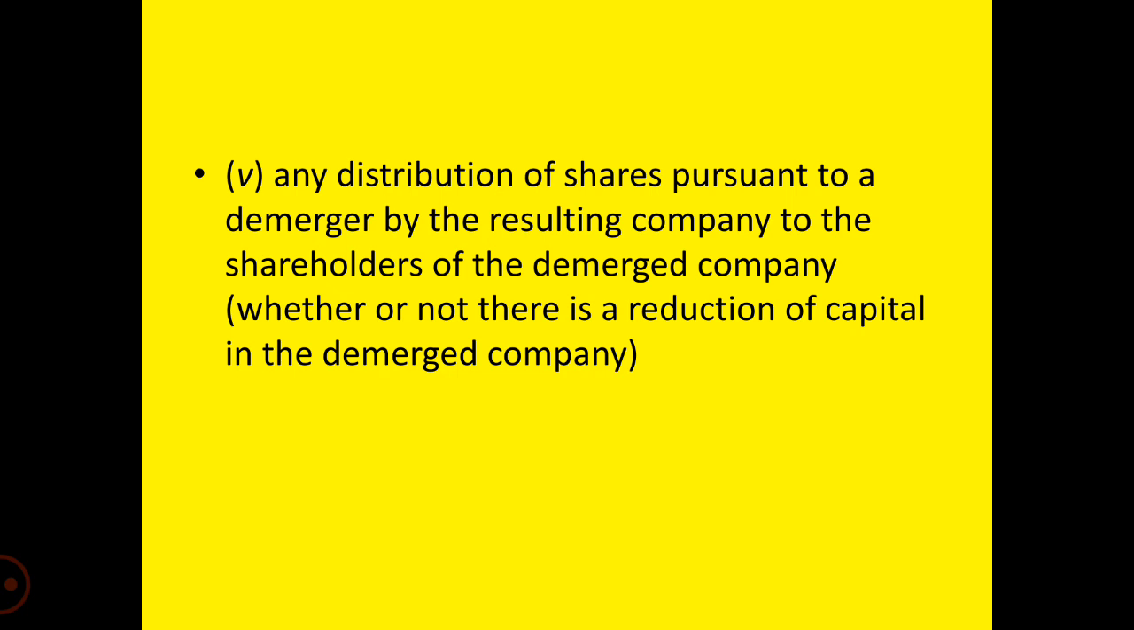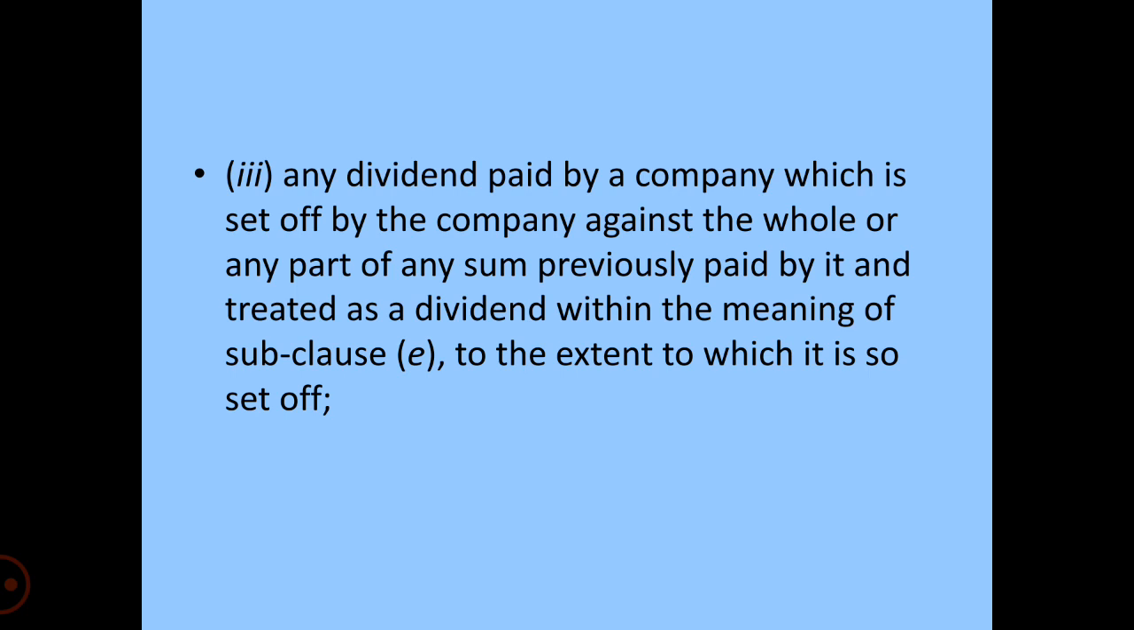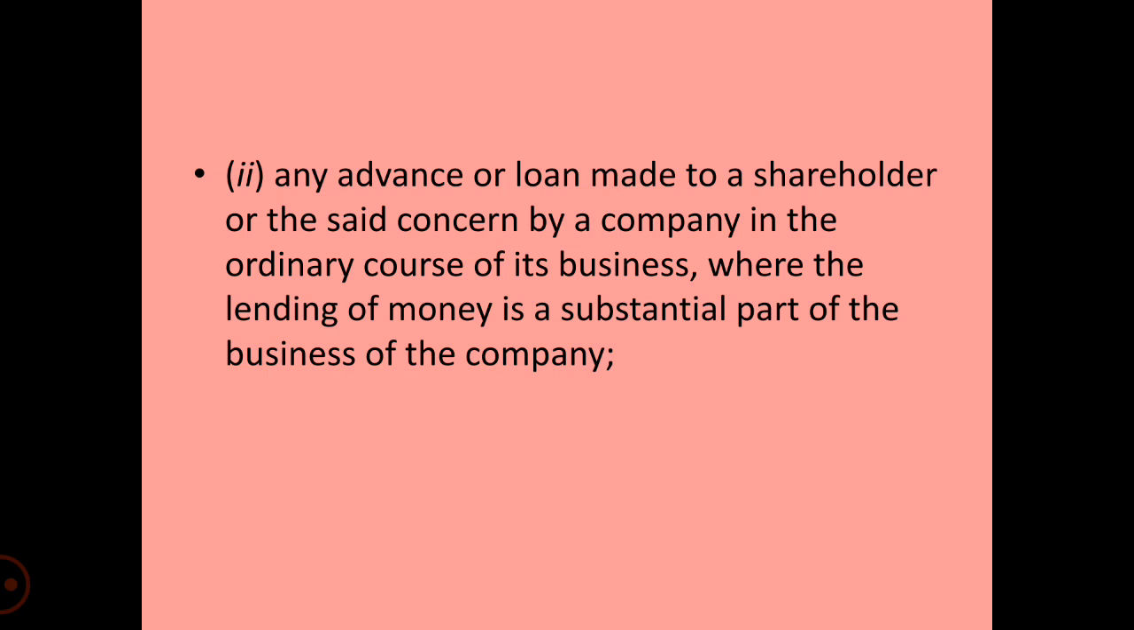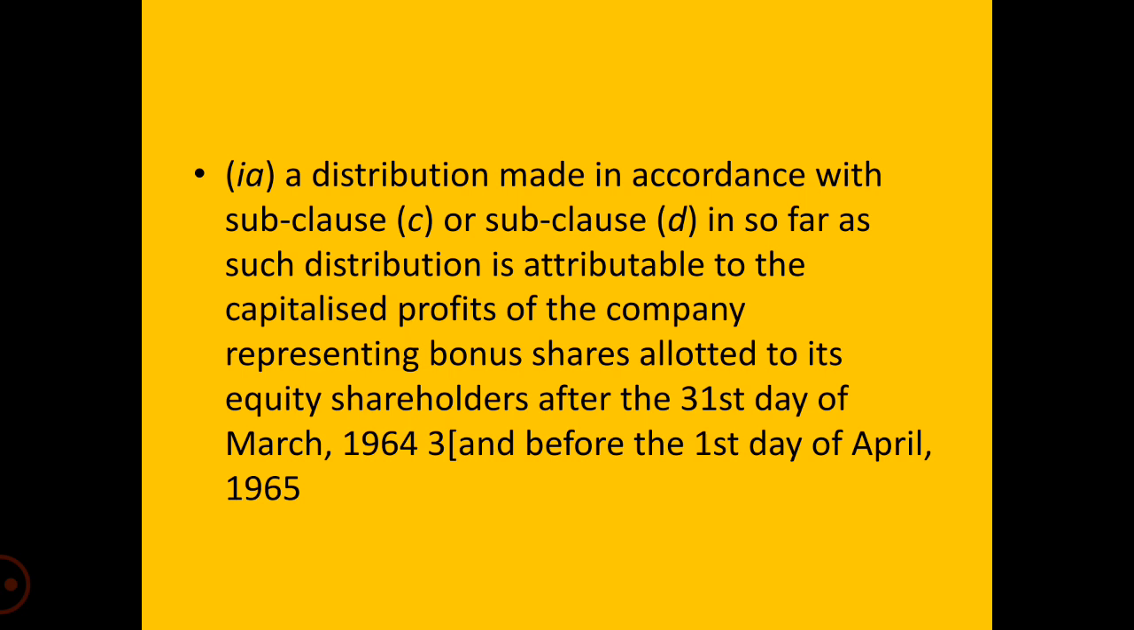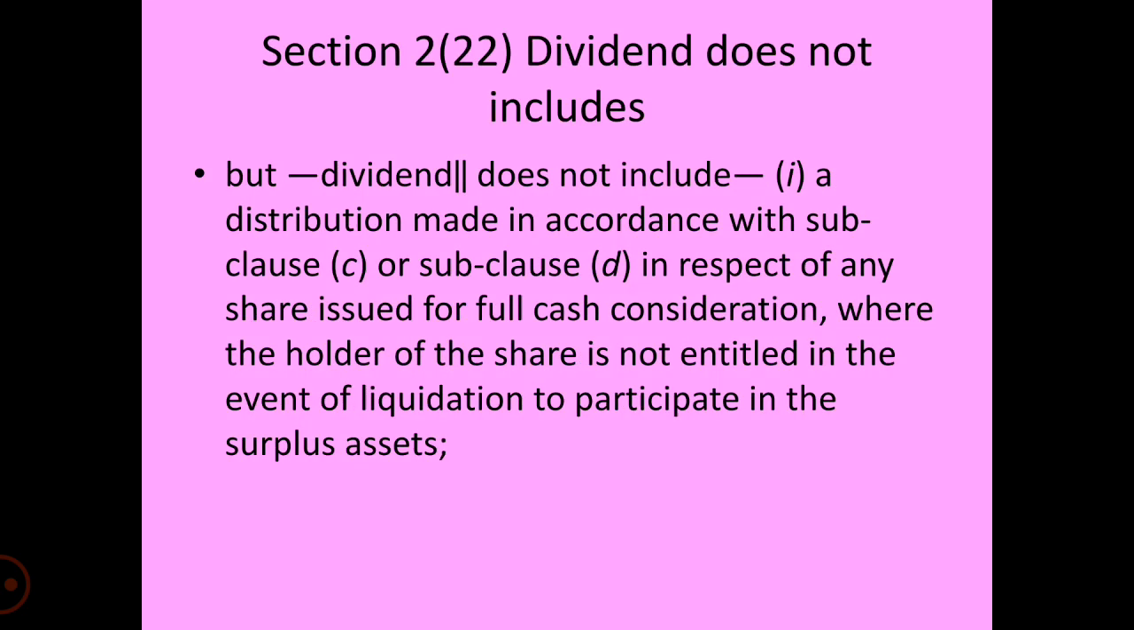Fourth, clause 4 includes buyback. Third, any dividend which is set off. Second, advance or loan where the company is involved in the business of giving loans. Any distributions made in respect of a particular date, which I think is not applicable now because that period has lapsed, the bonus to equity holders up to 1st April 1965. And dividend does not include that. In the previous video we learned about dividend includes, and in this video we learned about dividend does not include.